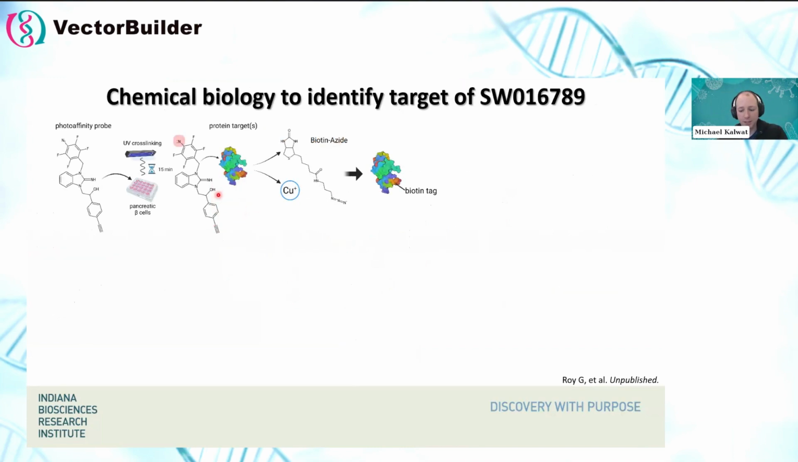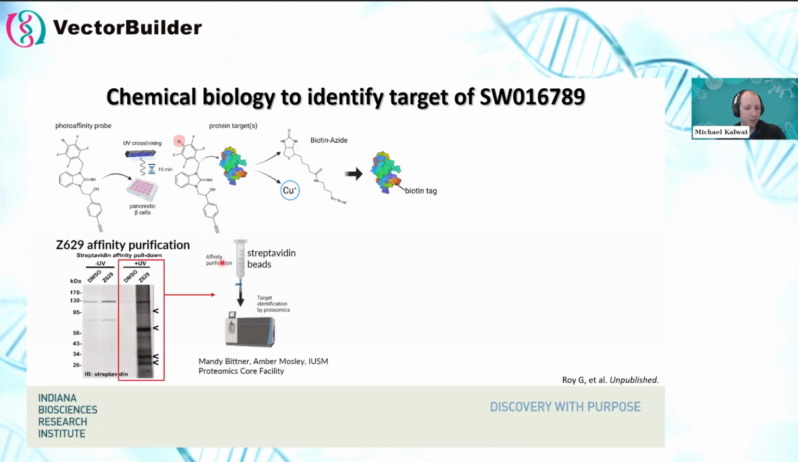Now, the way this target ID experiment works is you put the probe compound on your cells and you expose them to UV light for about 15 minutes. During that time, the azide turns into a free radical and covalently labels any proteins that are nearby. After that, you can use click chemistry to attach a biotin to this alkyne group, and you have biotin-labeled candidate target proteins that can be purified by streptavidin beads. We confirmed that in the presence of UV light, we were able to label proteins in beta cells with this probe. We affinity purified those proteins and submitted them for identification by proteomics.